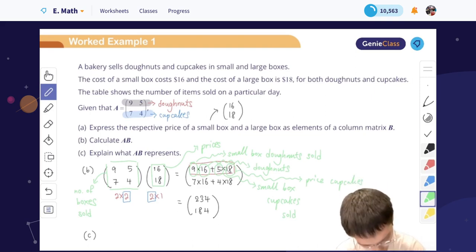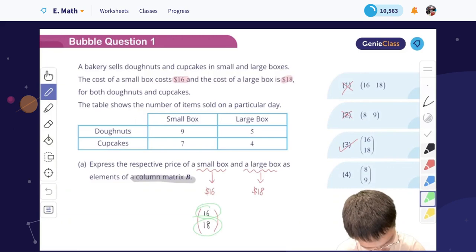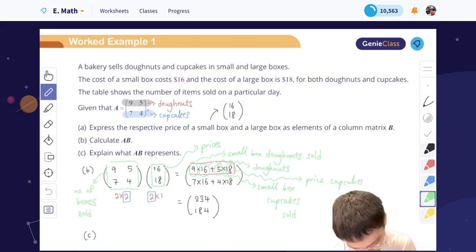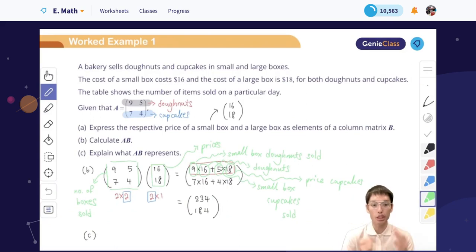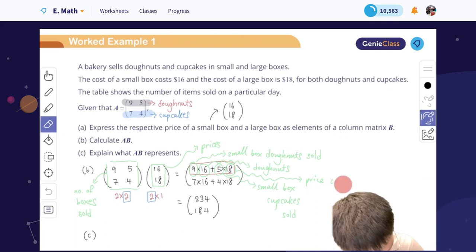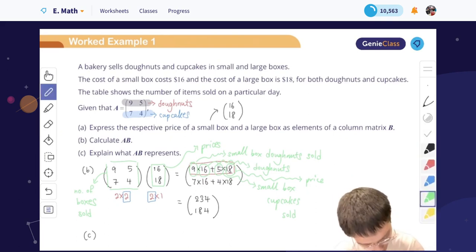Okay, let me just refer to the table. I'm also a little bit confused. Small, large, donuts. Yes, donuts. Sorry for that. Price of a small donut and price of a big donut. Right? Okay, let me just rewrite this. Price of a small donut and price of a big donut. So big donut. Okay, and then this is small.